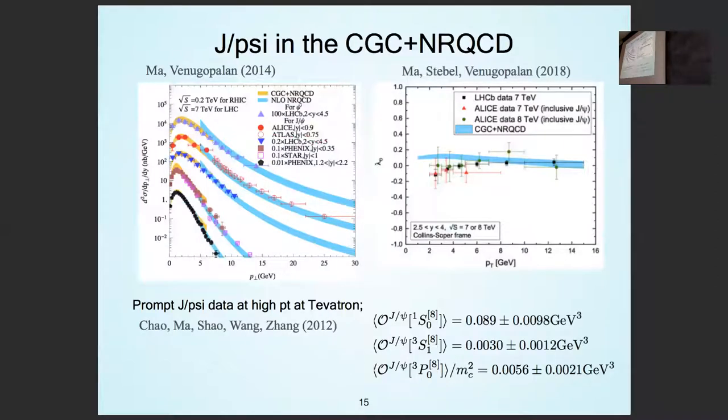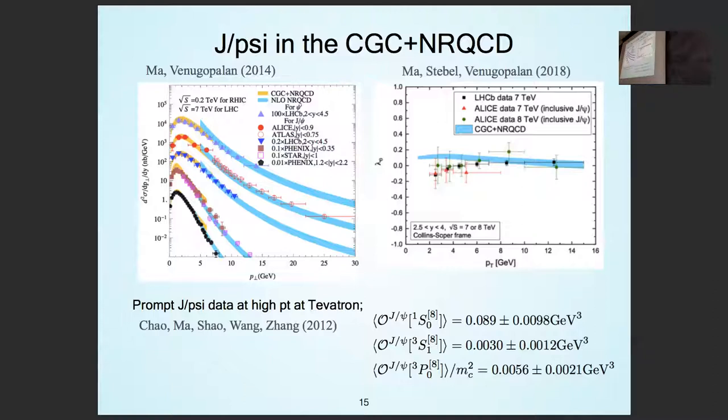So this is J/psi production in CEM plus NRQCD. In this figure, the yellow bands are CEM plus NRQCD, and these blue bands are collinear next-to-leading order in NRQCD, and they use the same long distance matrix elements. These are fitted at the Tevatron. And very recently, they gave some predictions from CGC about J/psi polarization at the LHC.